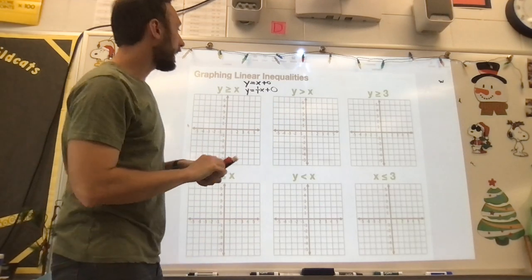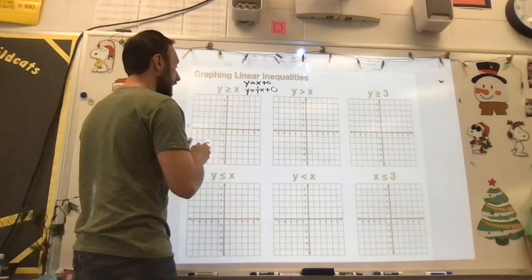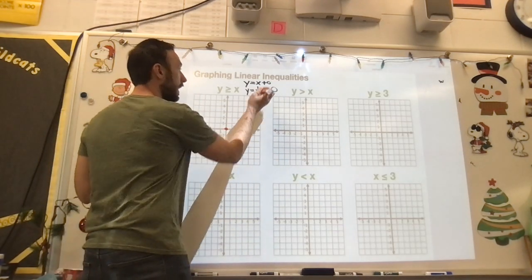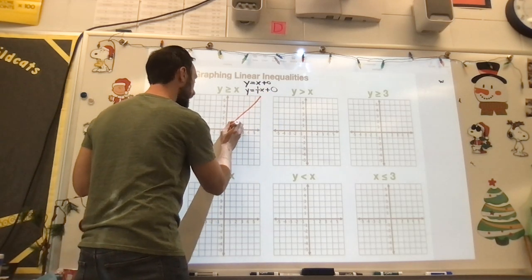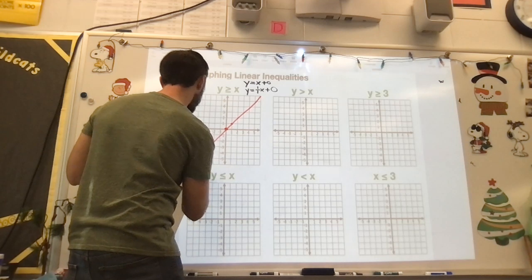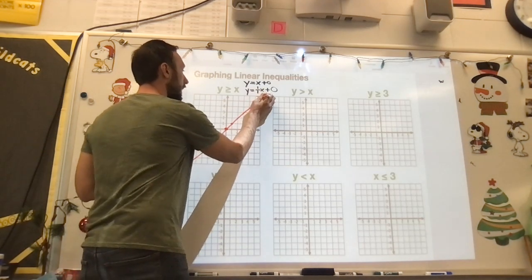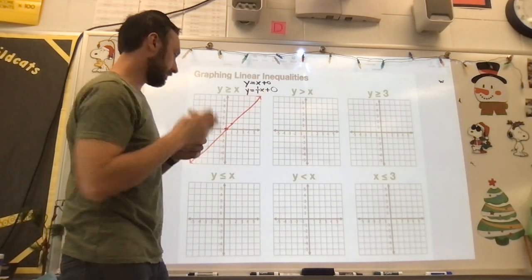We know that our y-intercept will be at 0. We'll make a dot at 0, and then our slope is up 1 over 1. It cuts right through the middle, cutting it in half diagonally, just like that right there. So there is our line for y is greater than or equal to x.